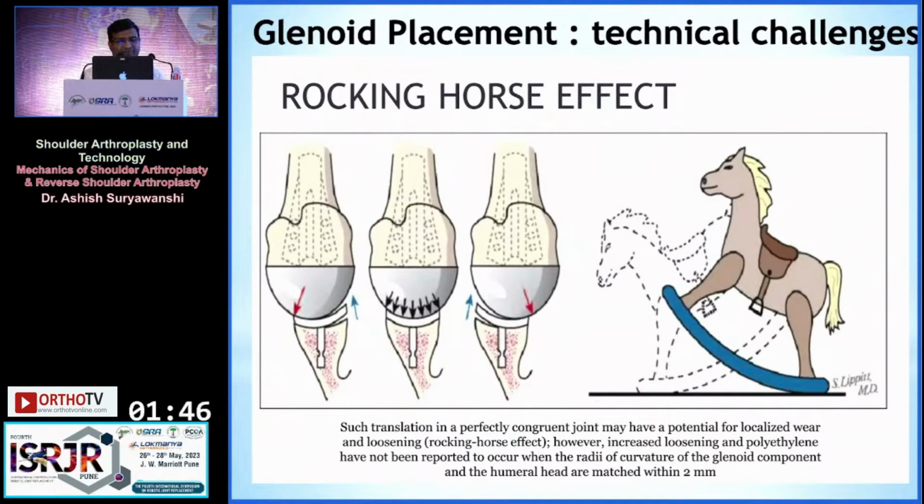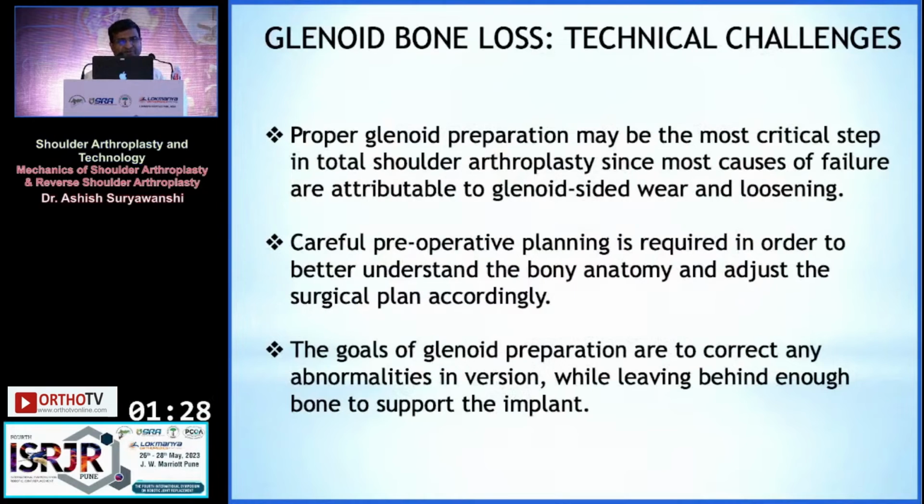Glenoid placement is also a critical thing to do. Basically the radius of curvature of the glenoid and the humeral head is somewhat mismatched. That is why it can give rise to what we call the rocking horse effect, which can cause early loosening and glenoid wear.